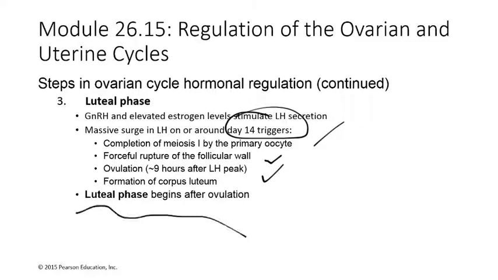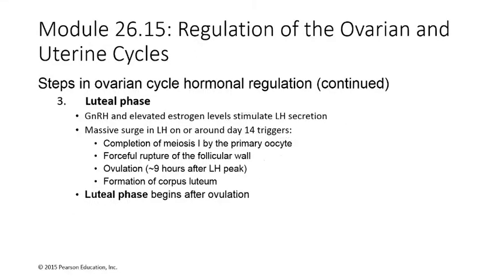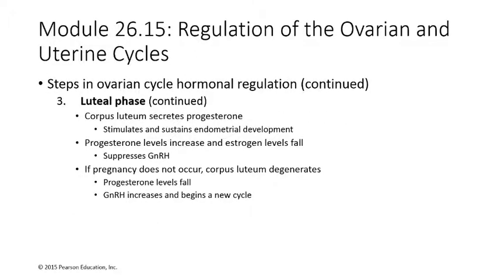So now we have the luteal phase beginning right after ovulation. The luteal phase is going to be predominantly controlled by the corpus luteum, which is releasing progesterone. This progesterone will travel down to the uterus and help to stimulate and maintain the endometrial development. As progesterone levels increase, it's going to suppress the GnRH. If pregnancy does not occur, the corpus luteum will degenerate after about 12 days. Those progesterone levels will fall off, and the GnRH cycles will increase, beginning the entire cycle again back with the follicular phase.